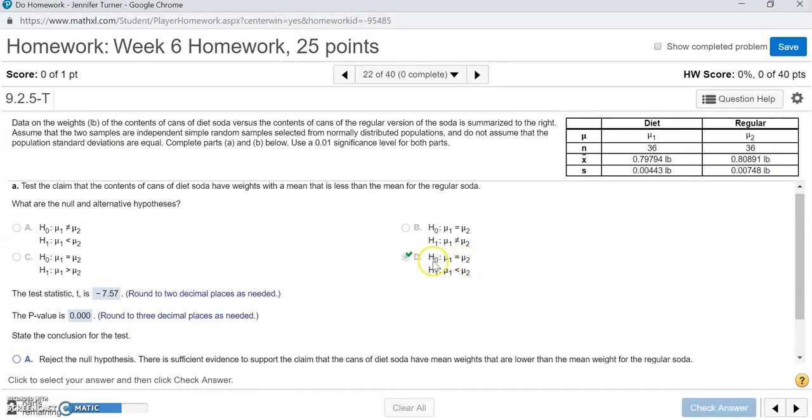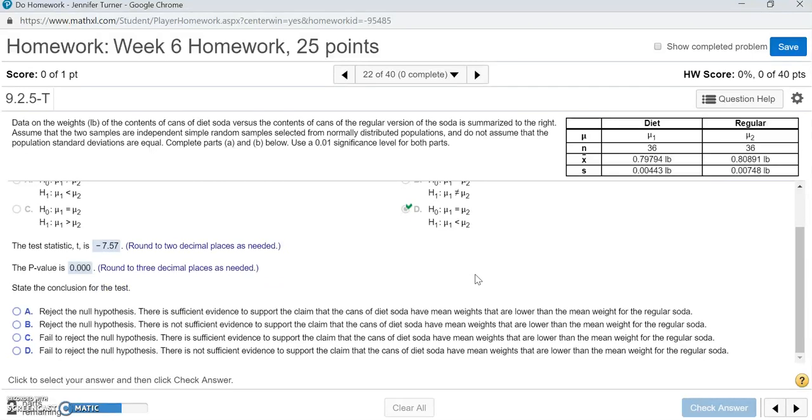In other words, I have rejected the idea that the weights of the 2 cans are the same. I do not think they're the same. Well, if I don't think they're the same, then my only alternative was this, that the cans for the diet soda were actually less. So I have supported this statement that the cans for the diet soda have a smaller weight. And that was my original claim. So I have supported my original claim.